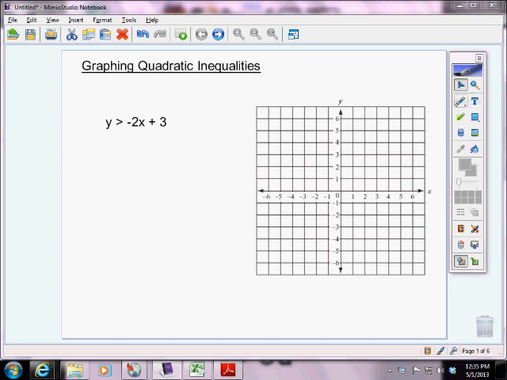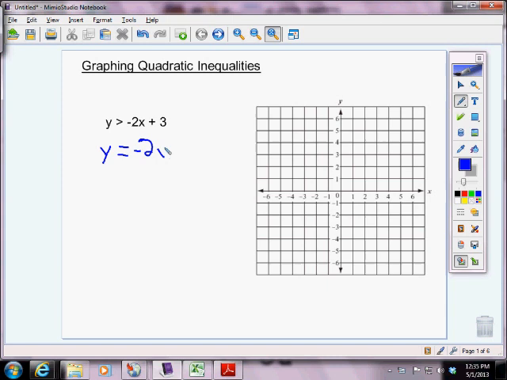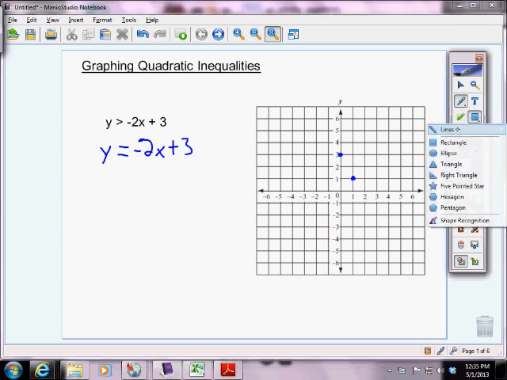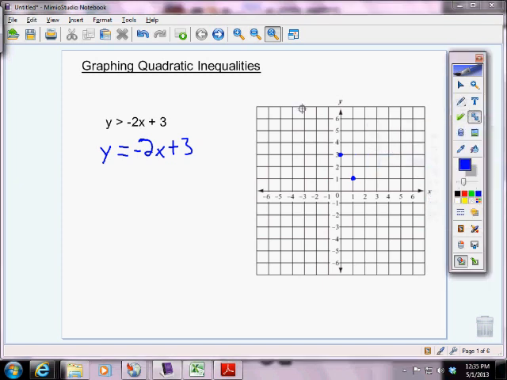Remember, if we wanted to graph this linear equation, we start by graphing y equals negative 2x plus 3. Since this is in slope-intercept form, our y-intercept is 3. Our slope is a negative 2, so that means I go down 2 over 1. So now if we're going to graph this line, remember it has to be a dashed line.